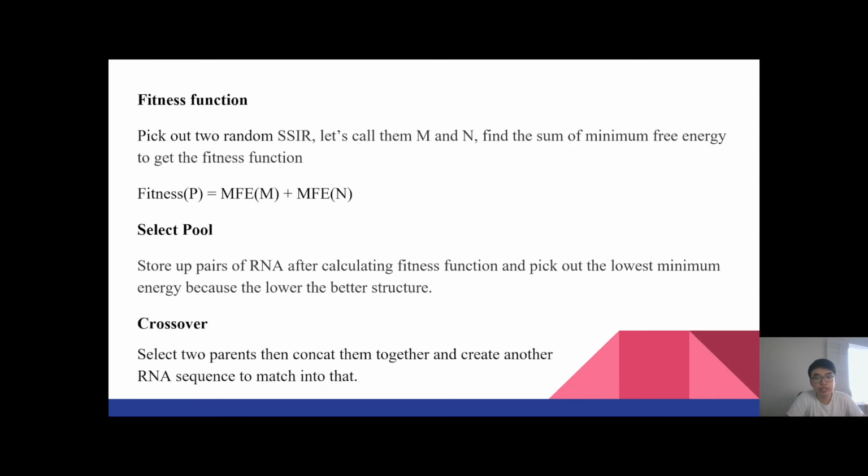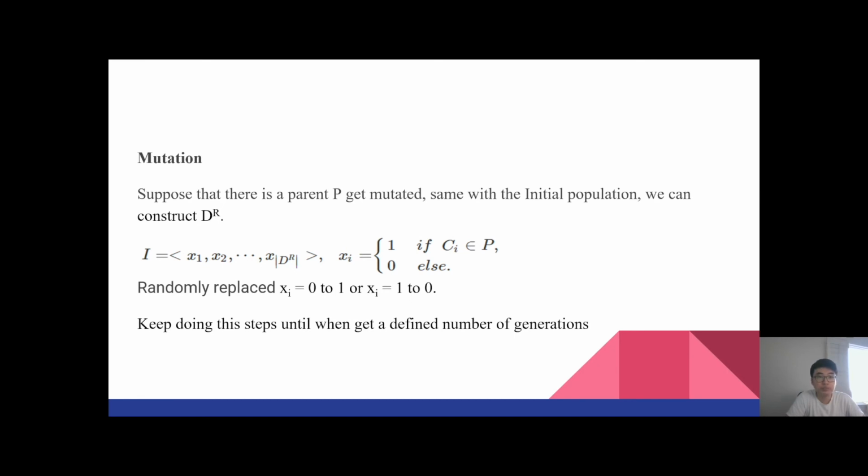After that, we will need to apply the crossover function. Basically, select two parents, then concat them together to create a long RNA sequence. After that, we will apply mutation to it. Suppose that there's a parent P that has already been concatenated in the crossover. We can construct a DR, which is kind of the same as the initialized population. After that, we randomly flip xi: we replace xi equals 0 with 1 and xi equals 1 with 0. Keep doing these steps until we reach a defined number of generations.